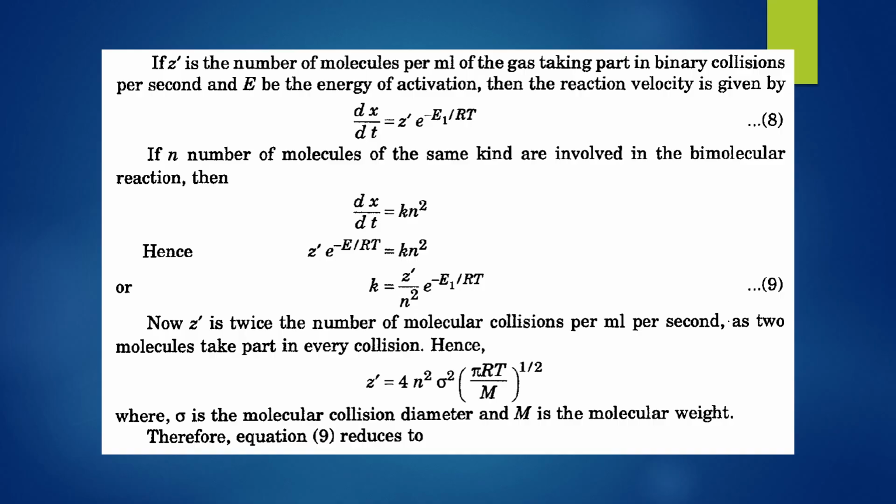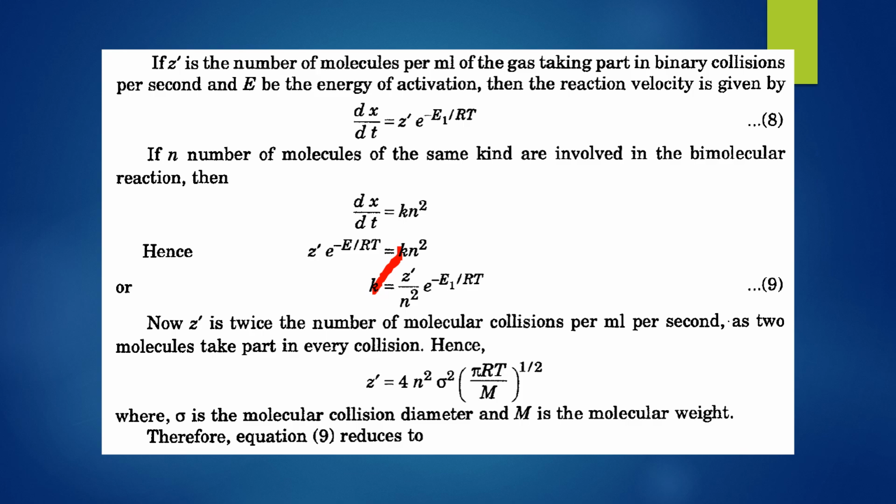If n is the number of molecules of the same kind that are involved in the bimolecular reaction, then dx by dt is given as equal to k into n squared. So this k into n squared is the number of molecules with respect to the collision involved. Then we can rewrite this by comparing with the previous equation number 8: z dash into e power minus E by RT is equal to k n squared. And then when we bring this rate constant k to this side, you will have the equation in a new form: k equals z dash divided by n squared into e power minus E1 by RT.